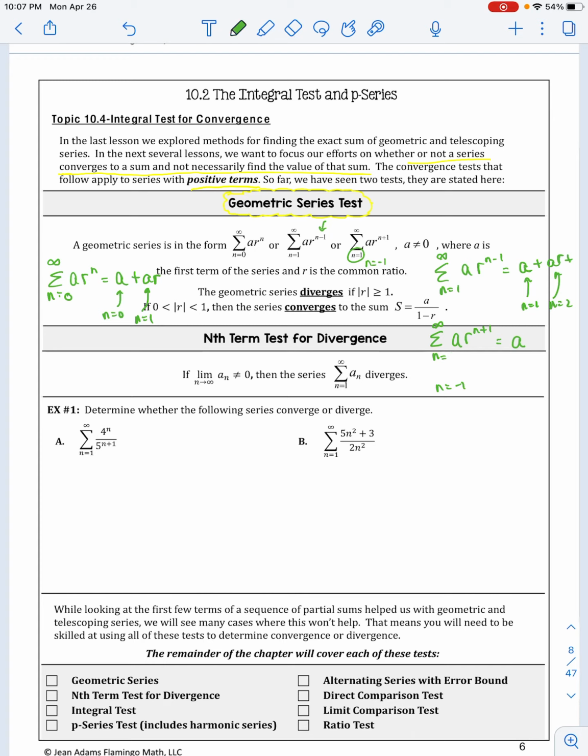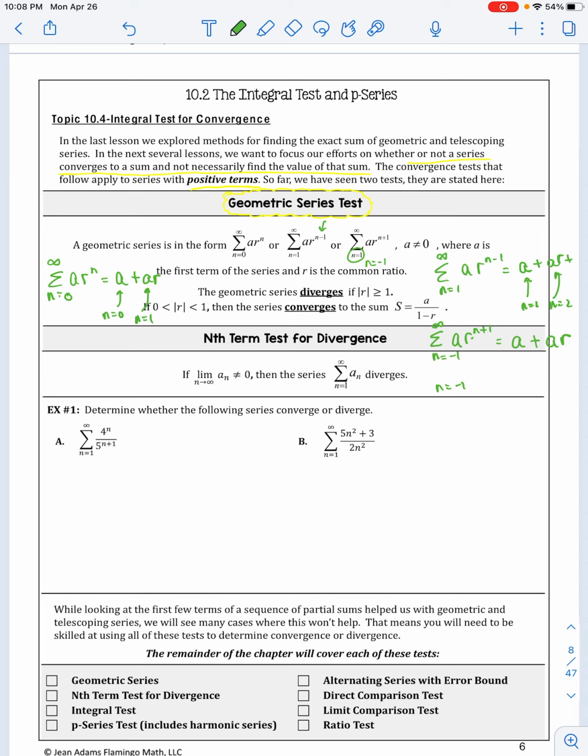Because then if this one is -1, let me just change it again here. When I put my -1 in, I get a times r to the 0, and that will give me a. When I put my 0 in, I get a times r, and so on and so forth. So your summation, the very first one, should always start with a. And I will show you what I'm talking about when we get down to that example number 1.